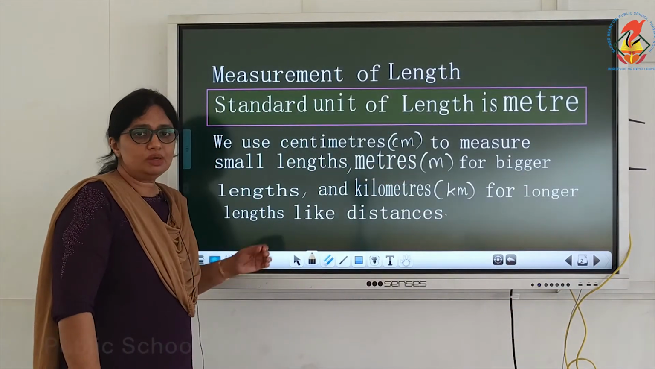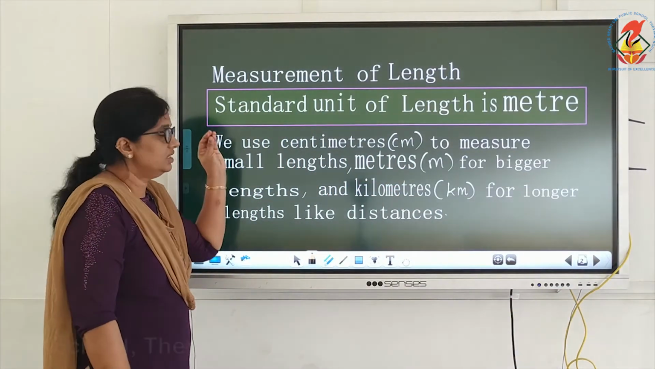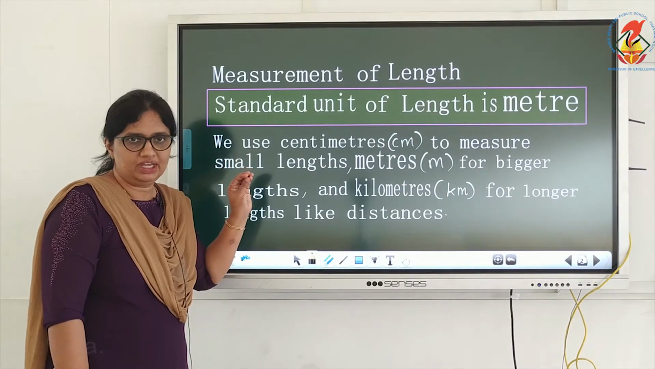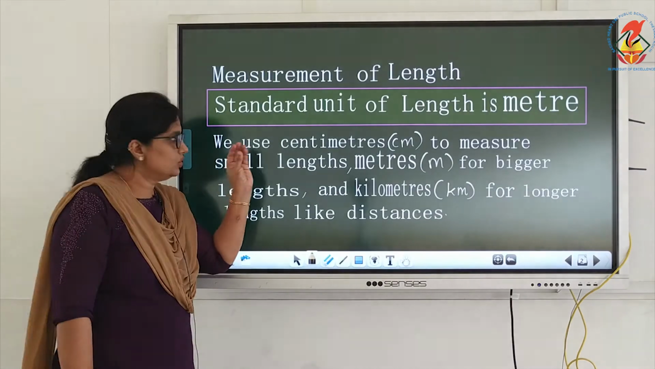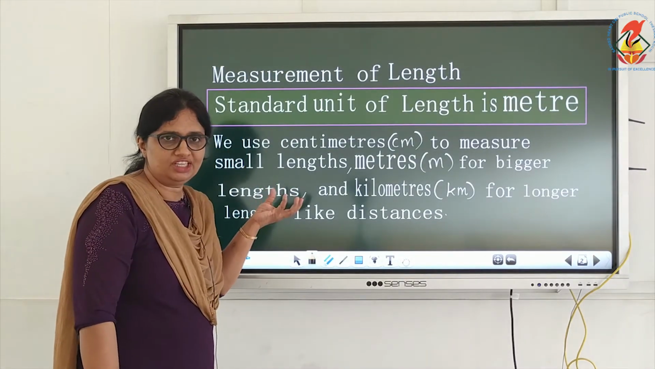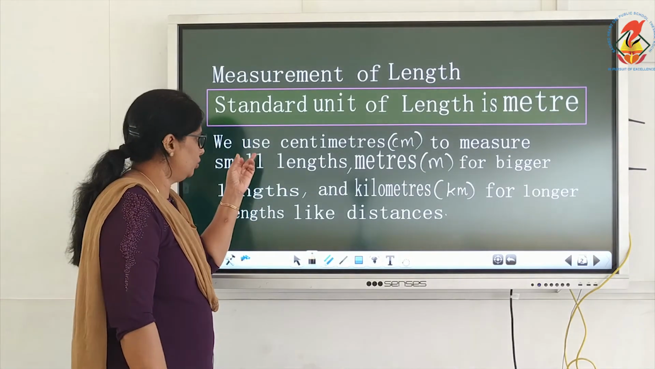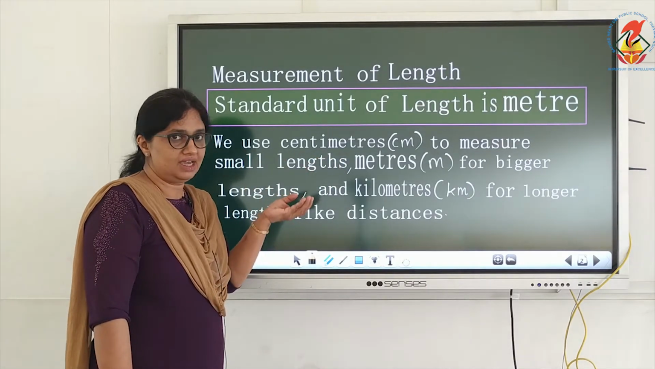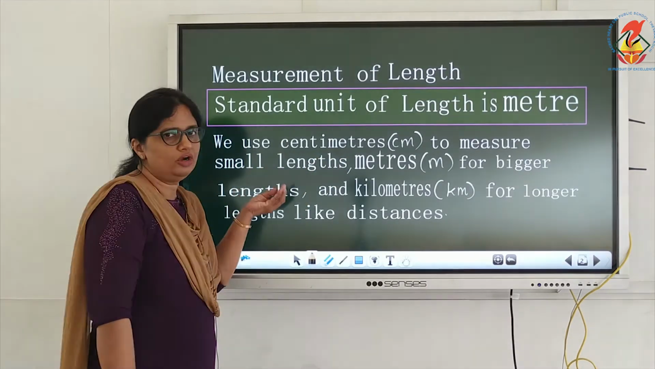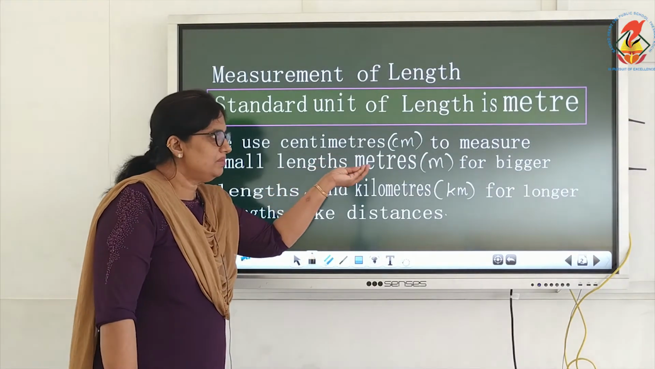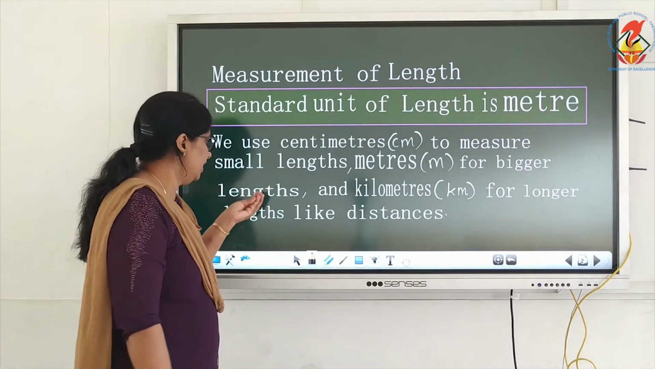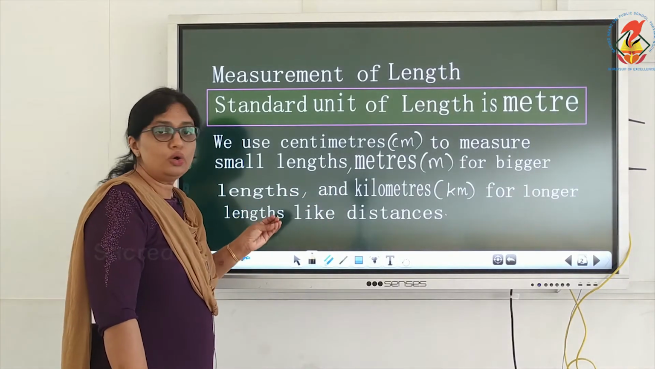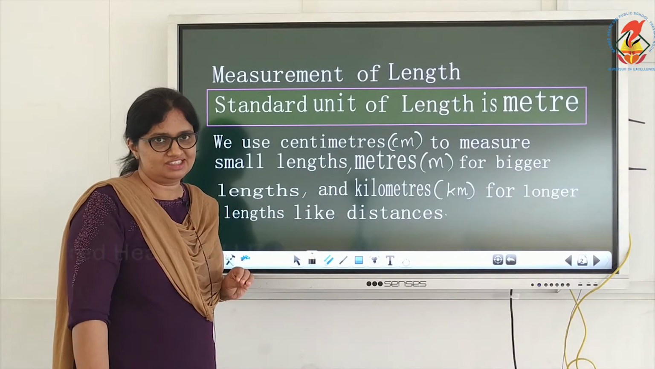Then measurement of length, and the standard unit of length is what? That is meter only, right? And we can use different units for measuring the length, right? And what are the units? I will explain. We use centimeters, cm, to measure small length, and meters, m, for bigger length, and kilometers, km, for longer length like distances.